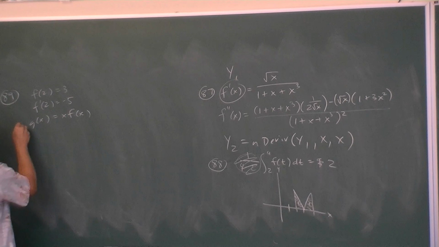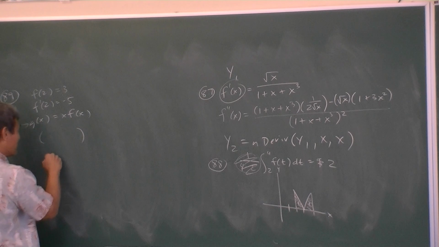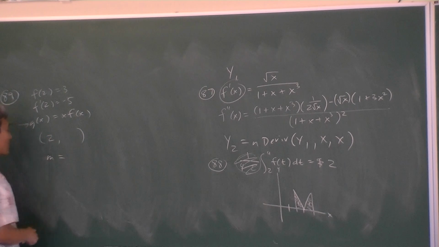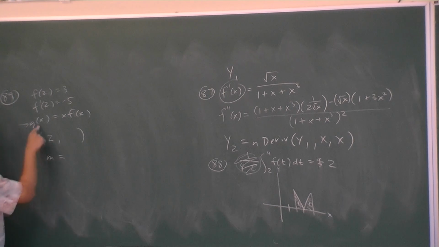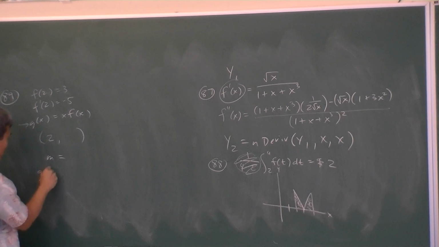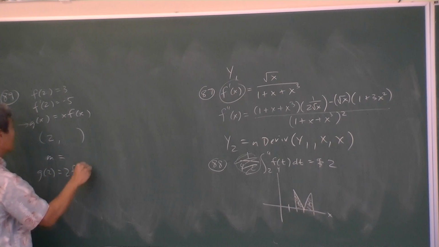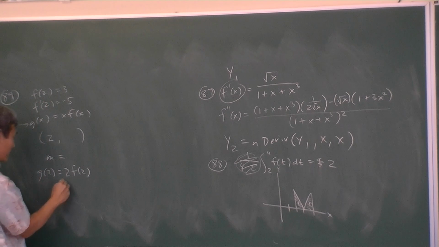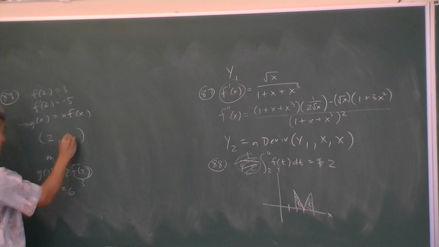Now remember, this is G right here. To write an equation of a tangent line, you need a point and you need the slope. Now we know the x coordinate is 2. How do we figure out the y coordinate? Well, plug it in here. G of 2 is equal to 2 times f of 2. But it says here f of 2 is 3, so 2 times 3 is equal to 6.